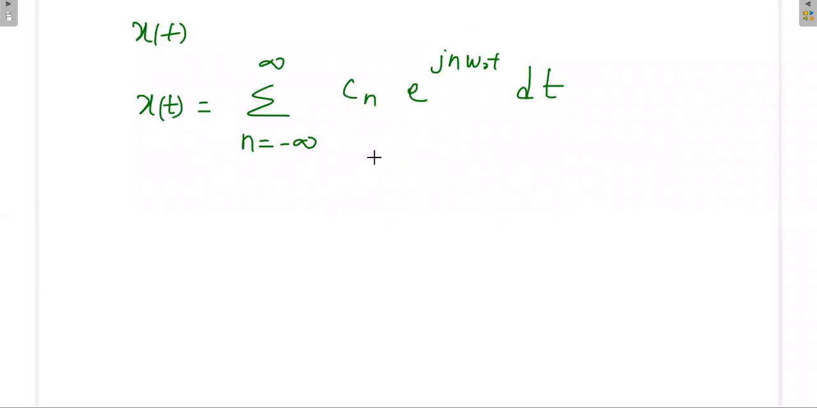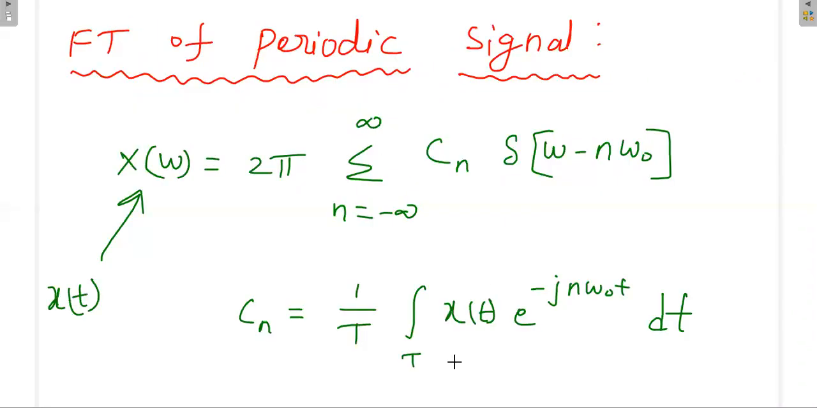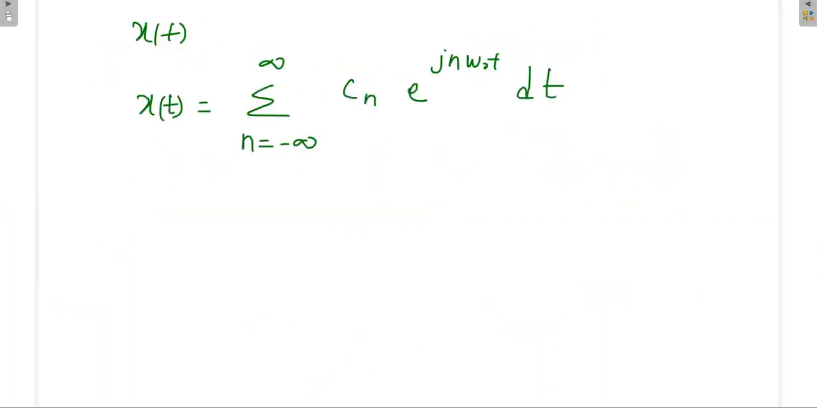Again, finally, you know that this Cn is a function of n. Cn is like a coefficient. The coefficient value depends on n finally. So that means this Cn is more or less like a constant.